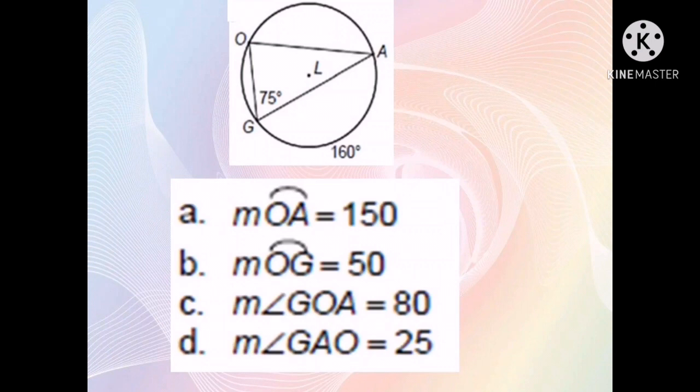Letter B. The measure of arc AG is 160 plus the measure of arc AO is 150, which is equal to 310. So 360 minus 310, we have 50 degrees. Letter C. Since the measure of arc AG is equal to 160, then the measure of angle GOA is 80. Letter D. Since the measure of arc OG is 50 degrees, then the measure of angle GAO is 25 degrees. So that ends our discussion on inscribed angles.